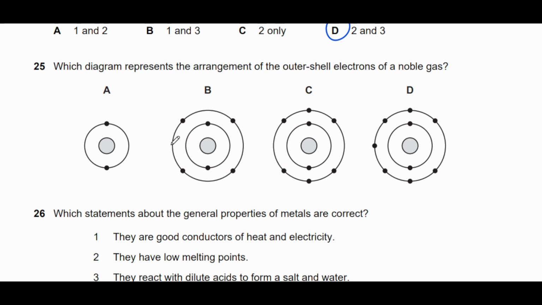25. Which diagram represents the arrangement of outer shell electrons of a noble gas? A noble gas will have a full outer shell.